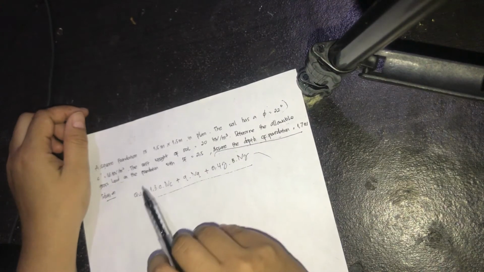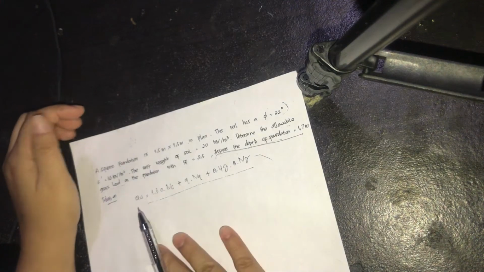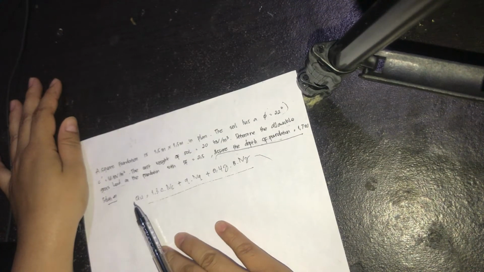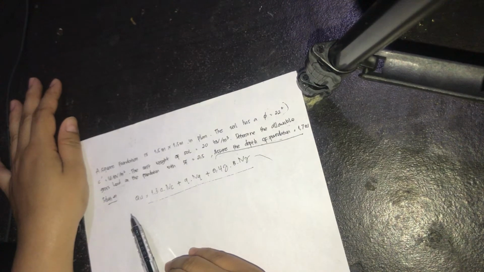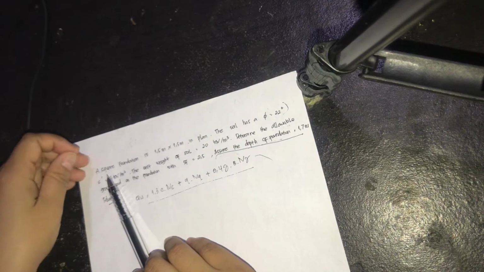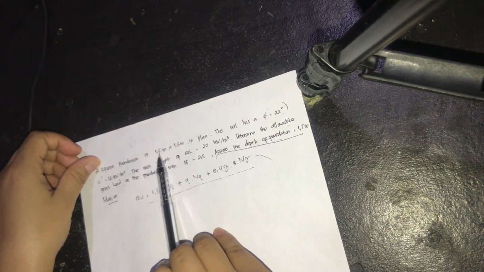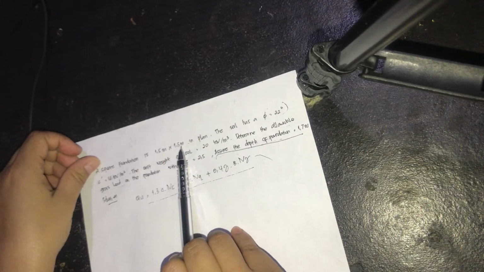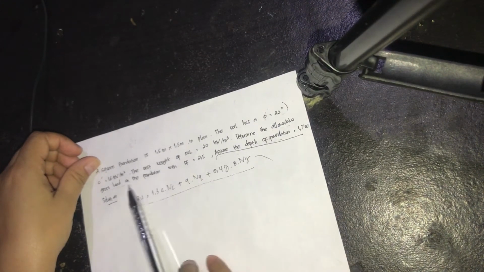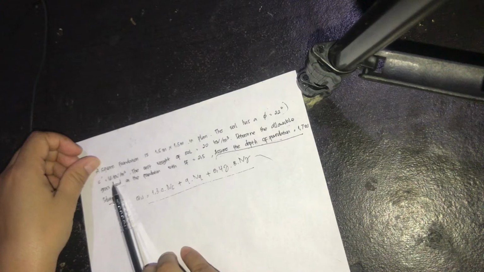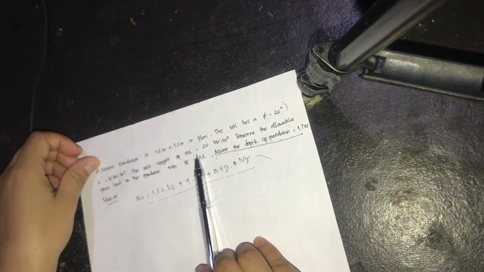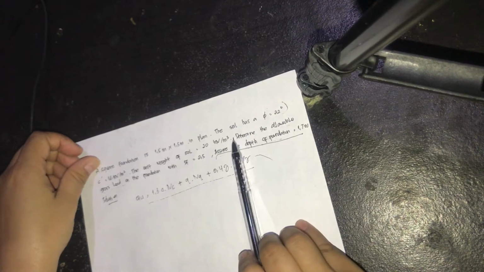Good morning, my students. As you can see, here I already wrote a question about the bearing capacity of foundation. In this paper, you can see a square foundation is 1.5 meters by 1.5 meters in plan. The soil has a friction angle of 22 degrees with the cohesion of 16 kilonewton per meter square. The unit weight of soil equals 20 kilonewton per meter cubic.